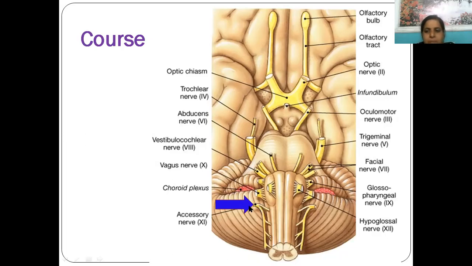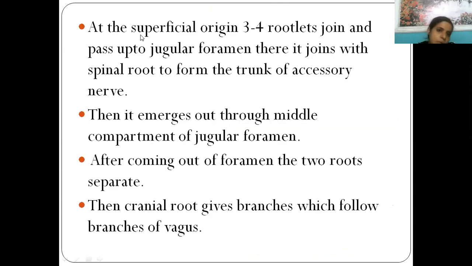The accessory nerve is this. At the superficial origin, when it starts from the medulla oblongata, it has 3 to 4 rootlets which join and pass up to the jugular foramen. There it joins the spinal root to form the trunk of the accessory nerve. It emerges through the middle compartment of the jugular foramen.